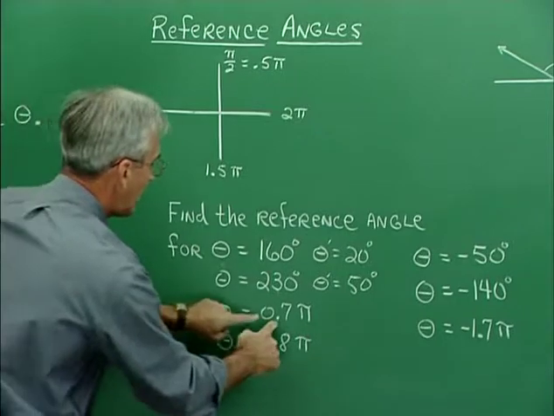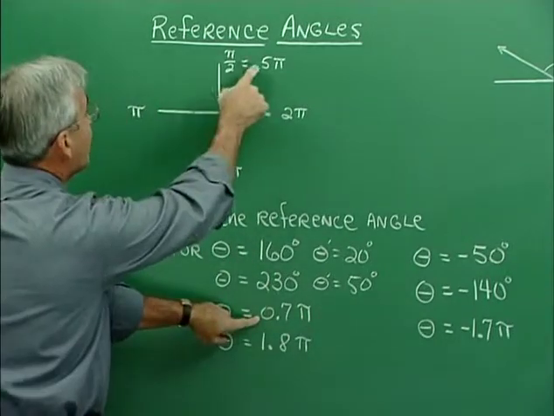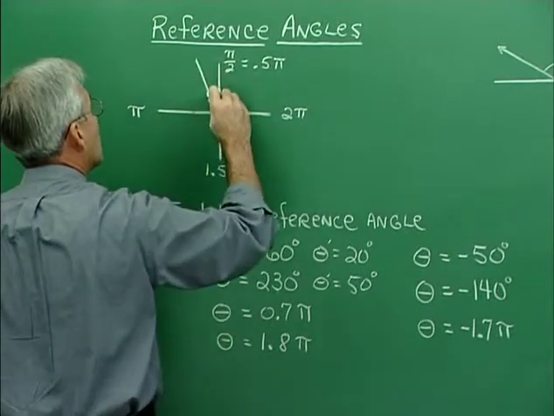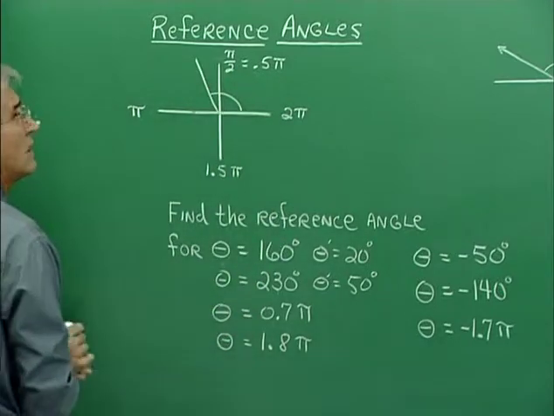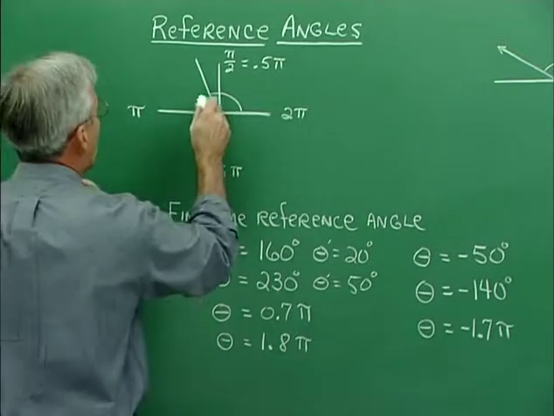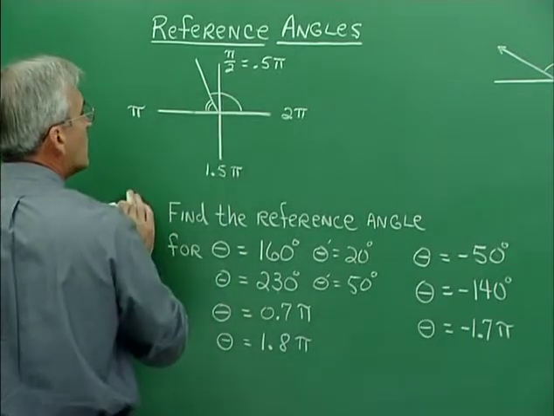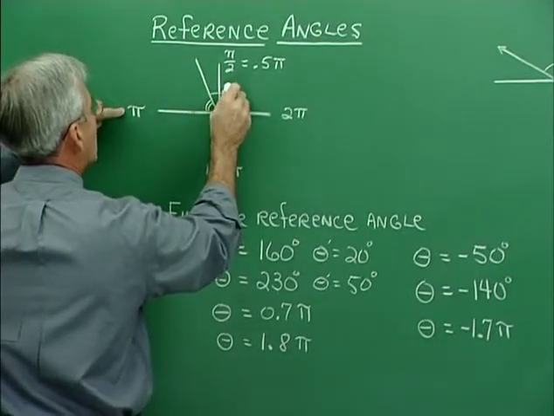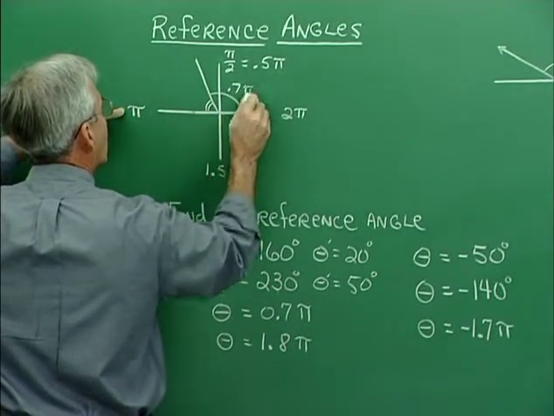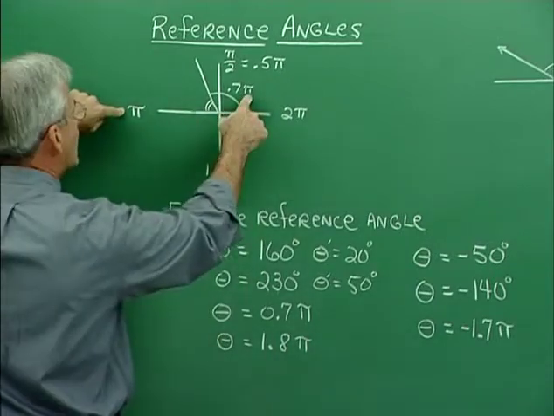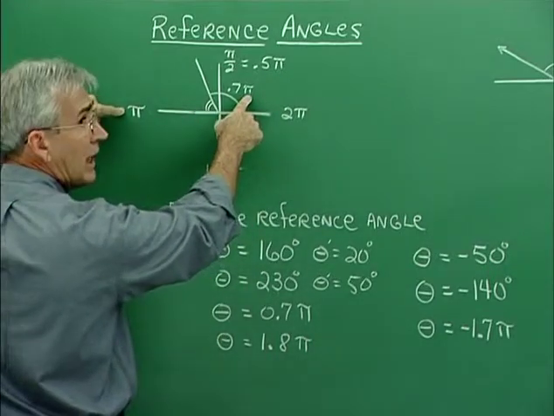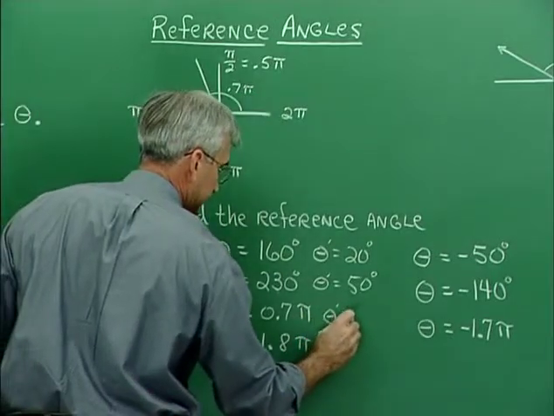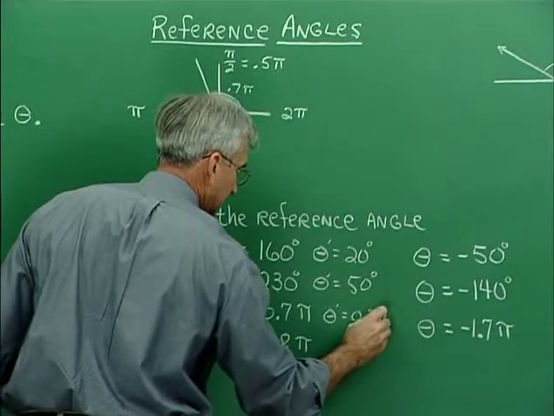So here, if we're talking about 0.7 pi, now 0.5 pi is right here at 90 degrees. So 0.7 pi would be something like this. You see? And so now we want our reference to be over here. So what we do is we take pi and we subtract the 0.7 pi. So pi minus 0.7 pi is 0.3 pi. You see, and so theta prime is 0.3 pi.